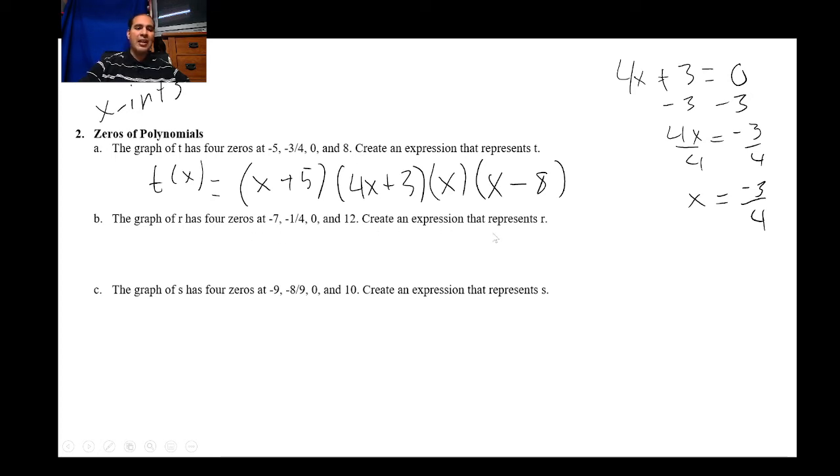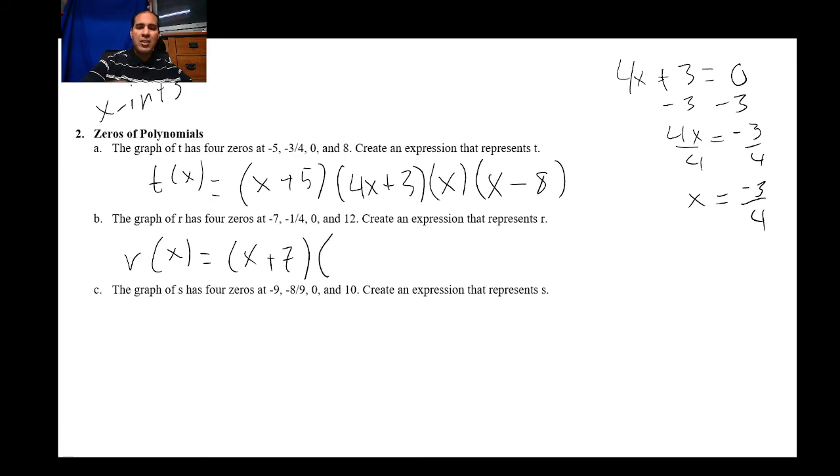Let's do that for the second one, and then you'll try the last one. If we have a graph of r, I'll call that r of x, and I want the zeros to be -7, -1/4, 0, and +12. So, simple enough. We're going to write here x plus 7 as one of them. We want to do the opposite of what's there because -7 plus 7 gives us that 0.